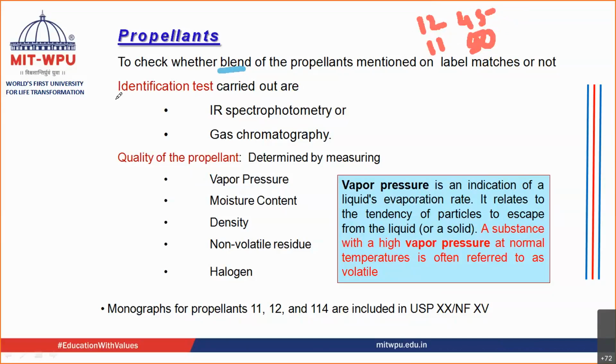How do you carry out? How do you identify it? With the help of IR spectrophotometry or with the help of gas chromatography. Then you also determine the quality of the propellant which has been supplied to you. How do you determine the quality of the propellant?